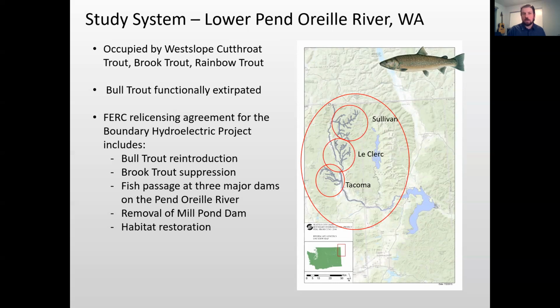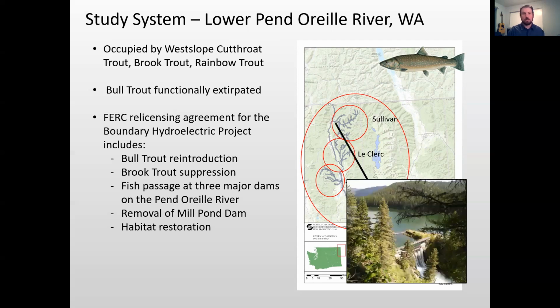Recently, this system had a relicensing for a large dam in the area, and as part of that relicensing, there's been some mitigation efforts going on, things like bull trout reintroduction, non-native brook trout suppression, fish passage at dams, dam removal like this dam at Mill Pond, and habitat restoration. So a lot of our work has been related to these relicensing goals.